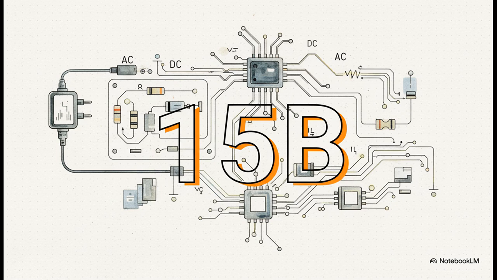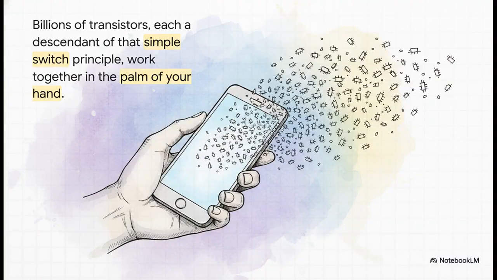So what does all this look like in the tech we actually use today? Well, here's a number for you, 15 billion. That is a pretty conservative estimate for the number of transistors that are packed onto a single advanced smartphone chip today. 15 billion tiny little switches. And every single one of those billions of transistors is a direct descendant of that simple switch principle we just talked about with the streetlight. They're all working together, flipping on and off billions of times every single second to make everything on your screen happen. It all started with figuring out how to control a tiny particle, and now it's all right there, in the palm of your hand.